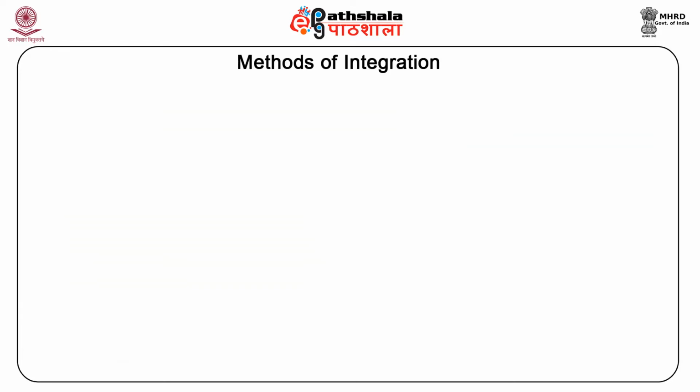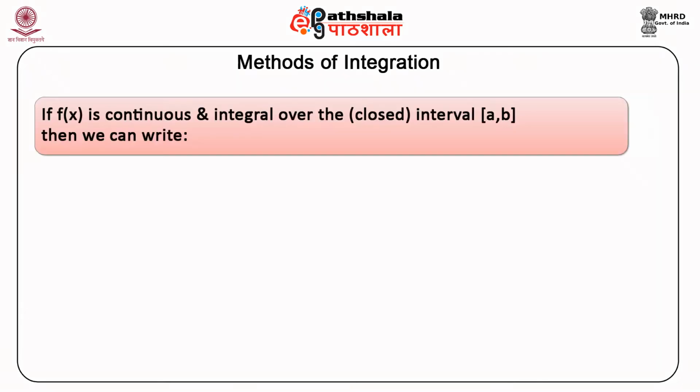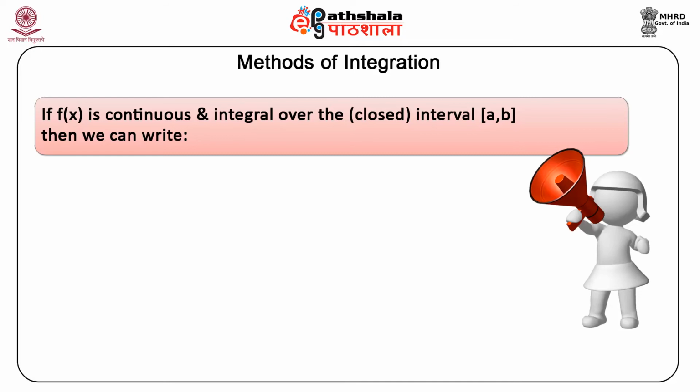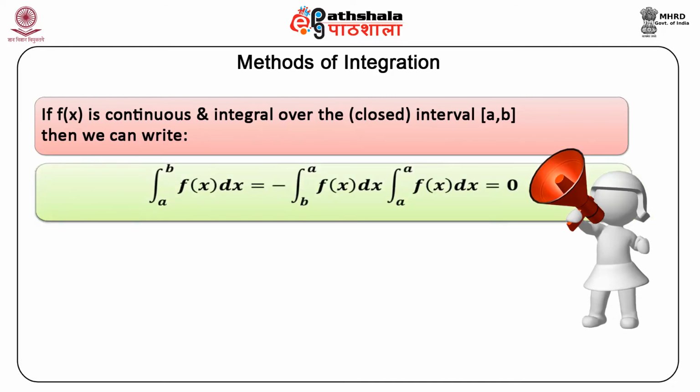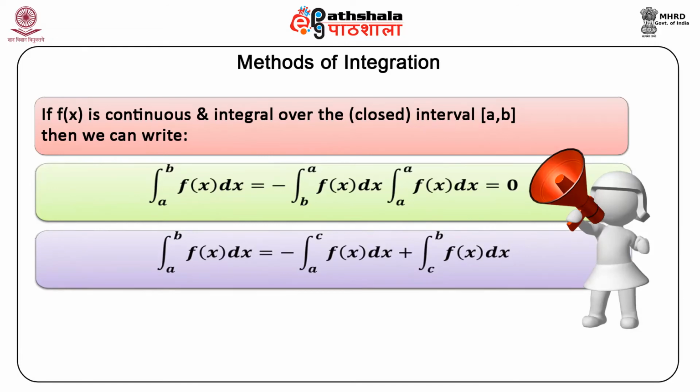Now we will study properties of definite integral. If f(x) is continuous and has an integral over the closed interval [a, b], then, first, integration from a to b f(x) dx is equal to minus integration from b to a f(x) dx. Second, integration from a to a f(x) dx is equal to 0. Third, integration from a to b f(x) dx is equal to integration from a to c f(x) dx plus integration from c to b f(x) dx, for all c lying between a and b. That is, c is greater than a and b is greater than c.